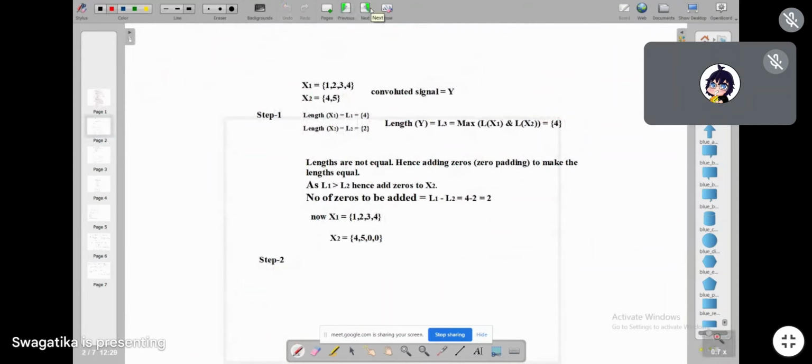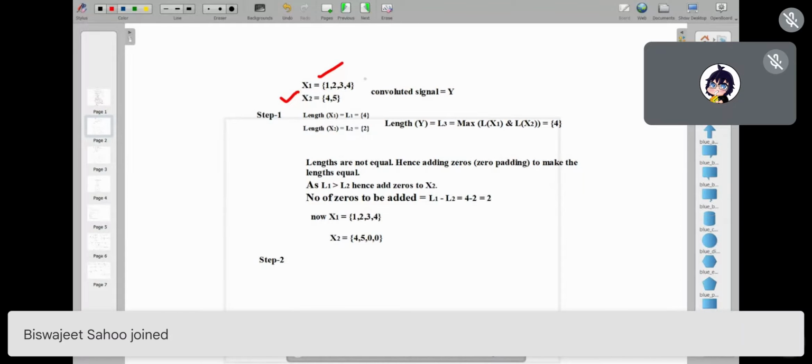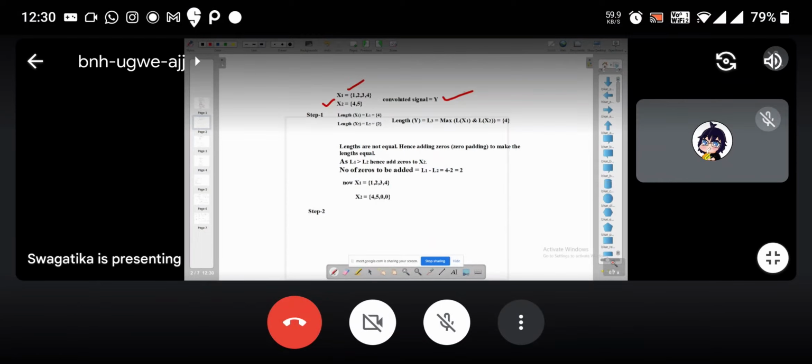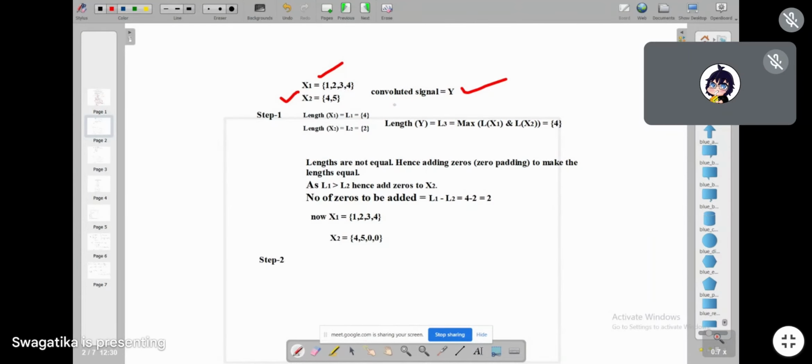Suppose this is the question I have given to you. X1 is 1, 2, 3, 4. X2 is 4 and 5. Okay. So I have taken this example. What is your first step? First step is, and I have written my convoluted signal as y. So what was your first step? Ma'am, to make zero padding in order to equal the length of the two sequences. Okay, you know the method to equal these lengths.